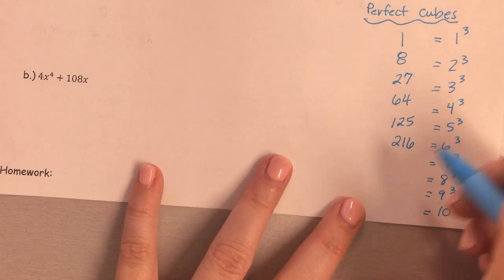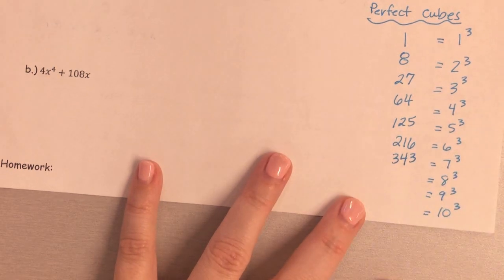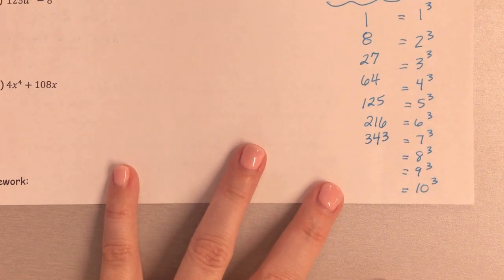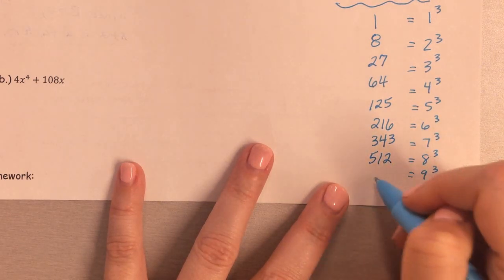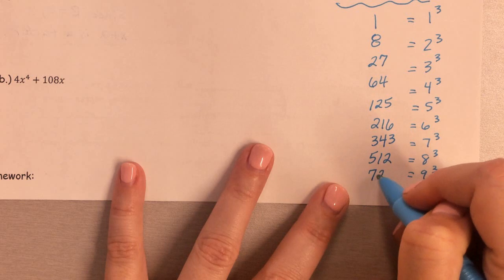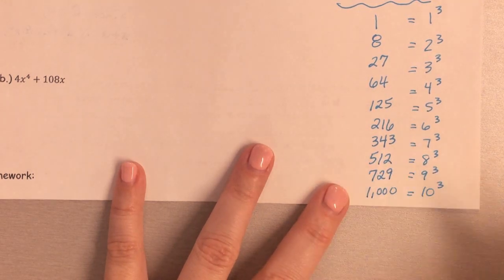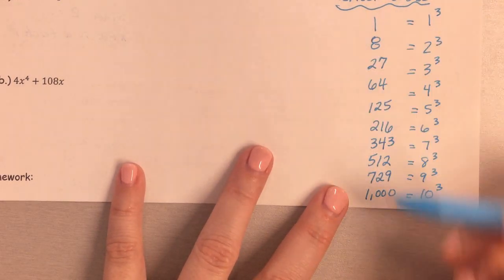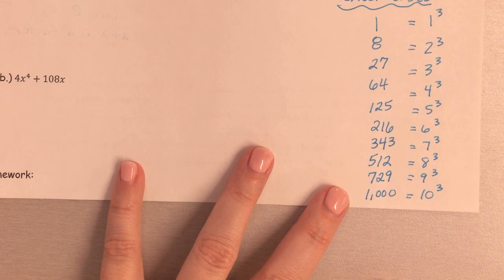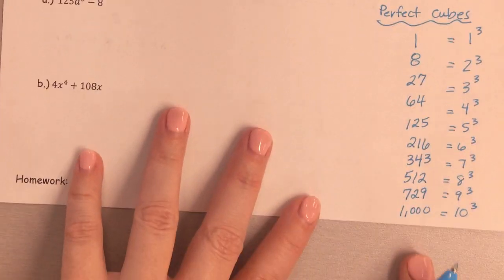What's 7 cubed? 343. 8 cubed? 512. 9 cubed? Yep. And then for 10, it's just the 1 and 3 zeros. Yeah, 1,000. Okay, so these are going to be values that you're looking for. Okay? But be careful because remember, the first thing that you want to do is factor out the GCF first.